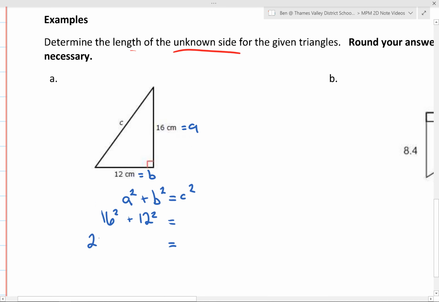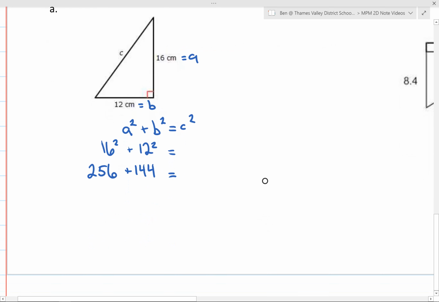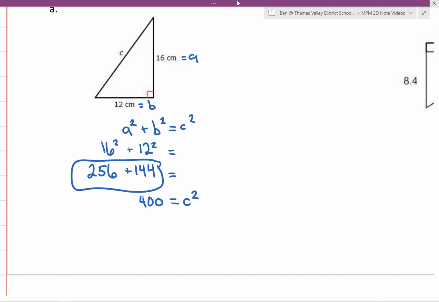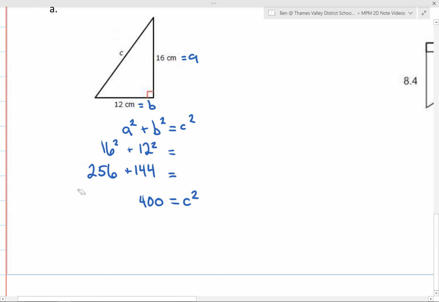That's 256. 12 squared is 144. And again, C squared, the right-hand side, we're leaving as is. Then we can add these up. So 256 plus 144. We're working with here 400 right on the dot. 400 equals C squared. So now we need to remember that last piece. That's great that we found the value for C squared, but we're not looking for C squared. We're looking for the value for C.